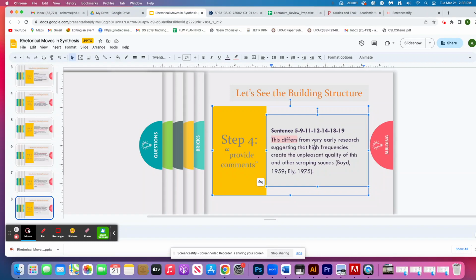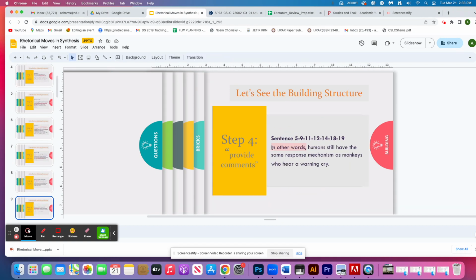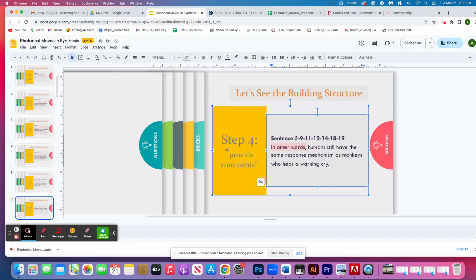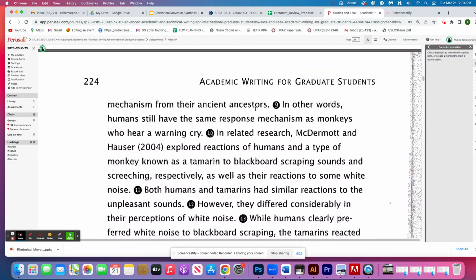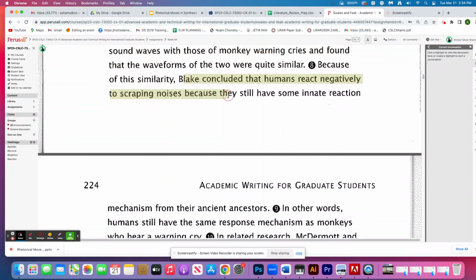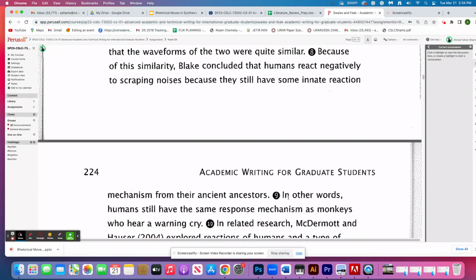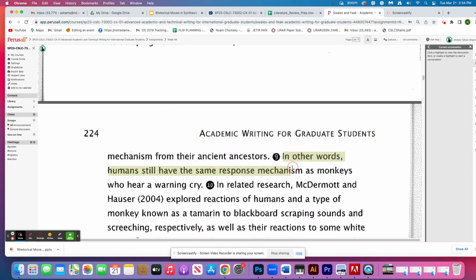Step 4 we find in sentence 5: this differs from very early research. So that means it's a comment made by the writer in sentence 5. In sentence 9, in other words, humans still have the same response. It's the writer's comment. If you look into sentence 9, let me take you back there. Here you see, this is Blake's conclusion. And after sentence 8, in sentence 9, the writer is commenting on Blake's conclusion, interpreting it and making a claim: in other words, humans still have the same response as monkeys. So this is a comment by the writer.